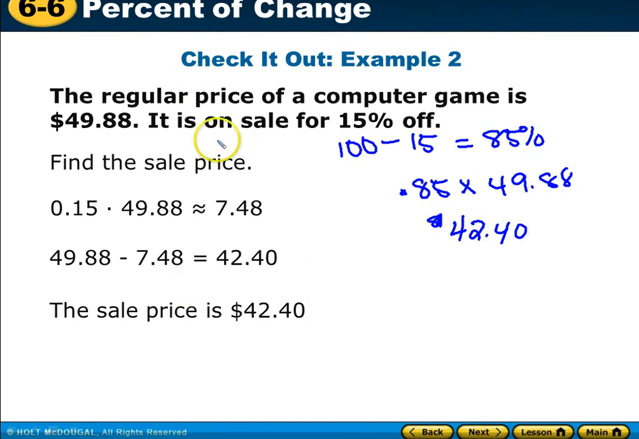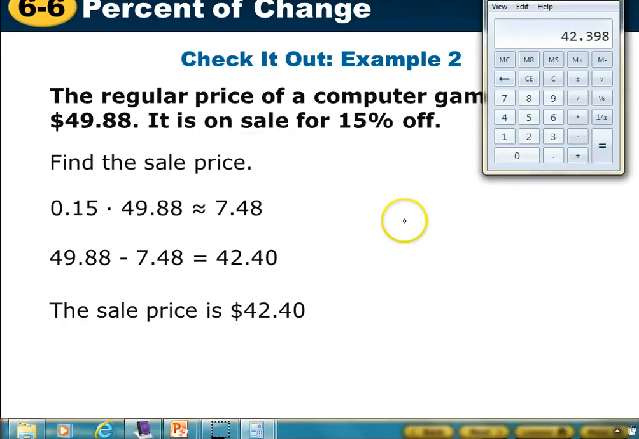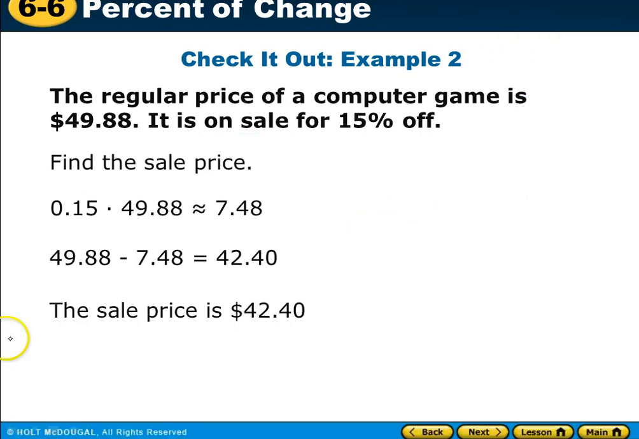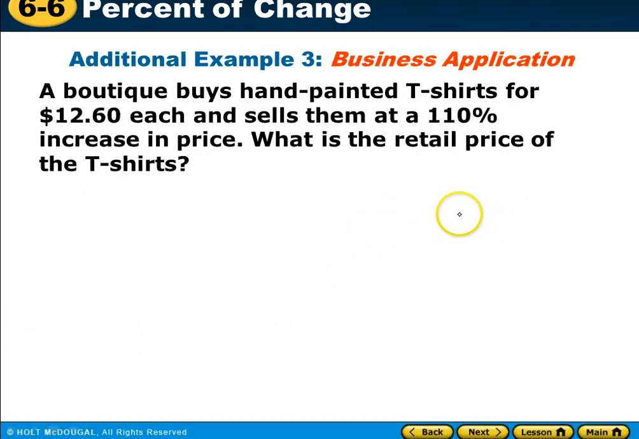Okay, again, because they wanted us to find the sale price. Now I could also go that route. If they wanted to know the discount, I just subtract those two numbers, and that will give me the discount. Alright, let's go ahead and do this one.